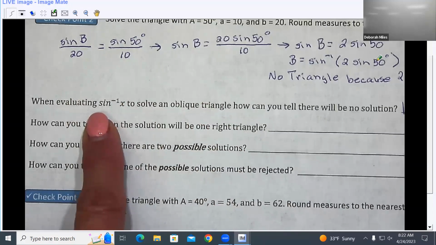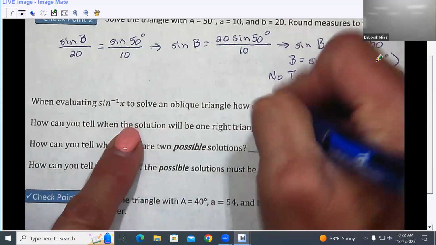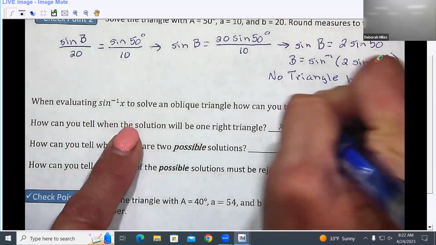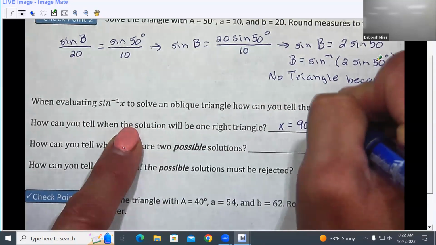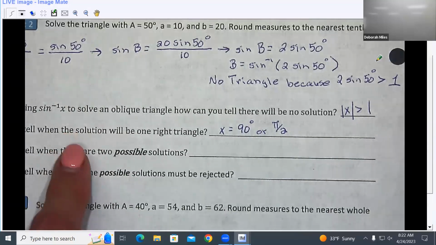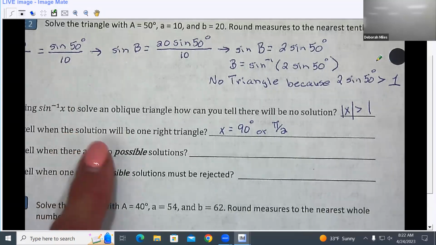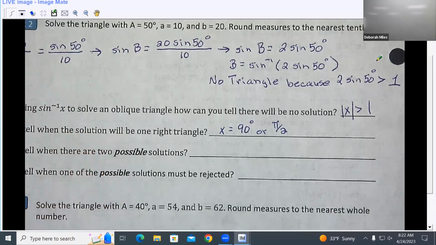Equal 1. 90-degree angle. So how can you tell when there will be one right triangle when x equals 90 degrees or pi over 2? What about radians? Then when you take sine of that, you're just going to get 1. And your solution is going to be one right triangle. Tell me what you're thinking. What about 3 pi? It's -1, but like what if it was like no?